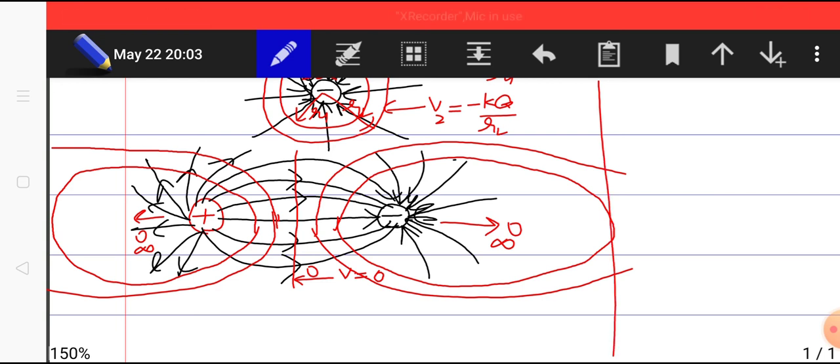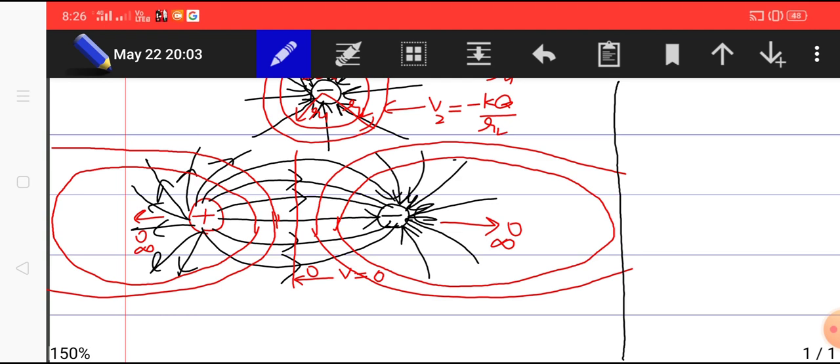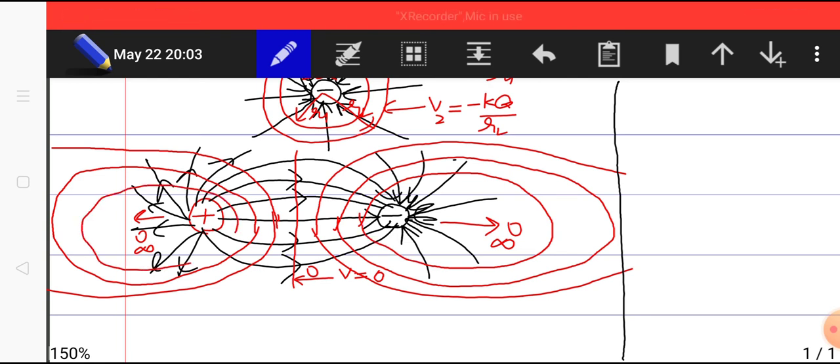Consider this as the boundary of the page. I am not showing you beyond this. Let me show it with black color. Consider this as the boundary of the page, okay? And continuing to draw the equipotential surfaces like this. So this is how you are going to draw equipotential surfaces.